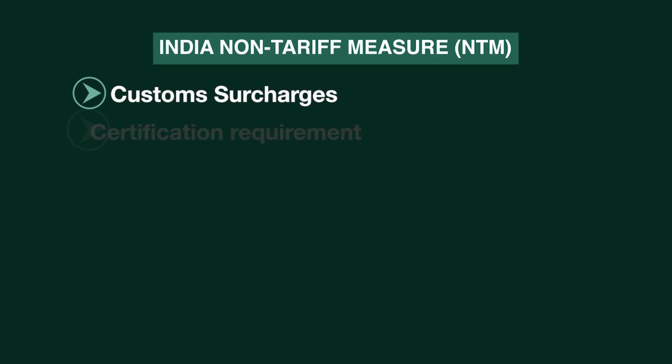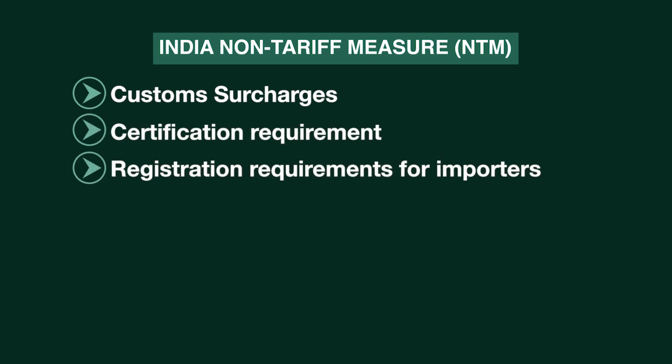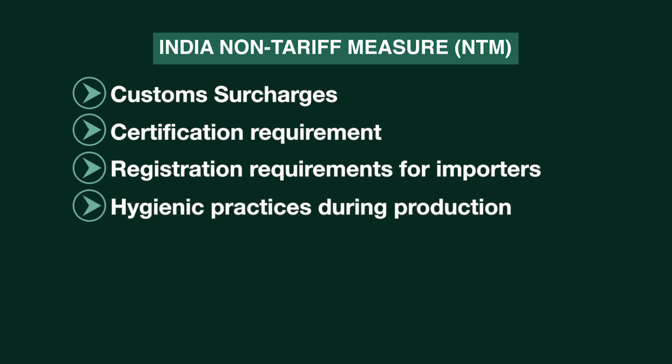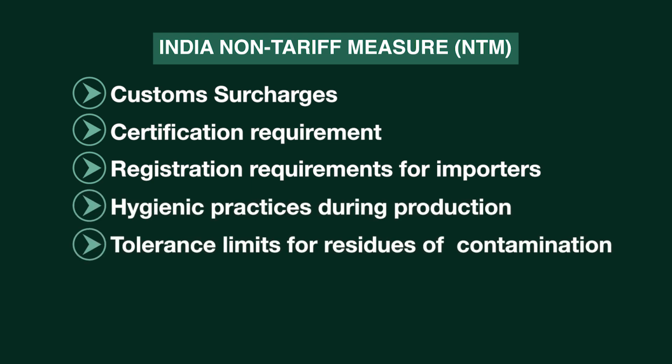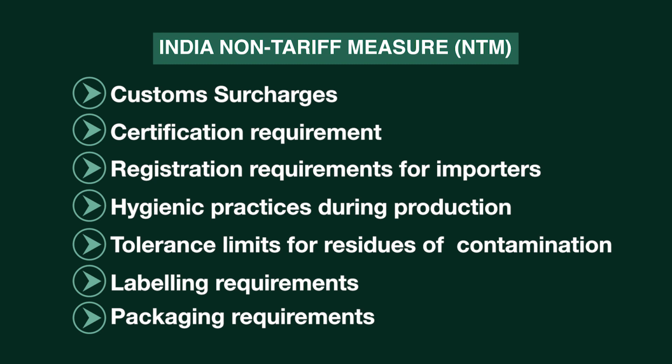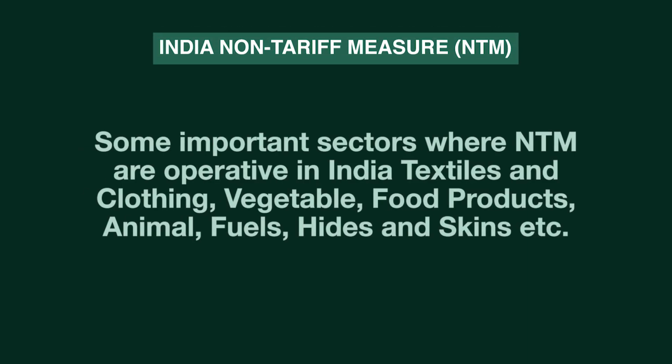We talk about some cases where India uses these non-tariff barriers. These are as follows. India puts customs surcharges, certification requirements, registration requirements for importers, hygienic practice requirements, tolerance limits of contaminations, labeling requirements and packaging requirements. These are the various ways India tries to restrict imports from other countries. A few of the most important sectors where non-tariff barriers have been found are textile, food, clothing, vegetables, animal products, fuel, and hides and skins, etc.